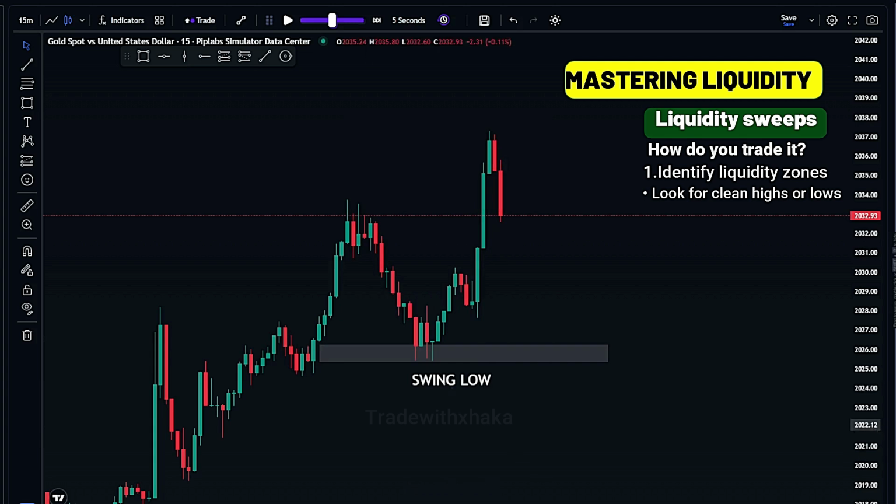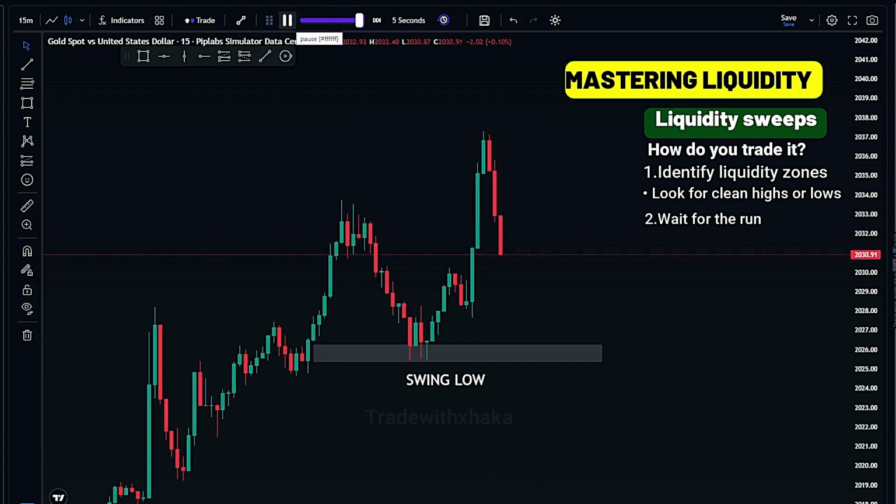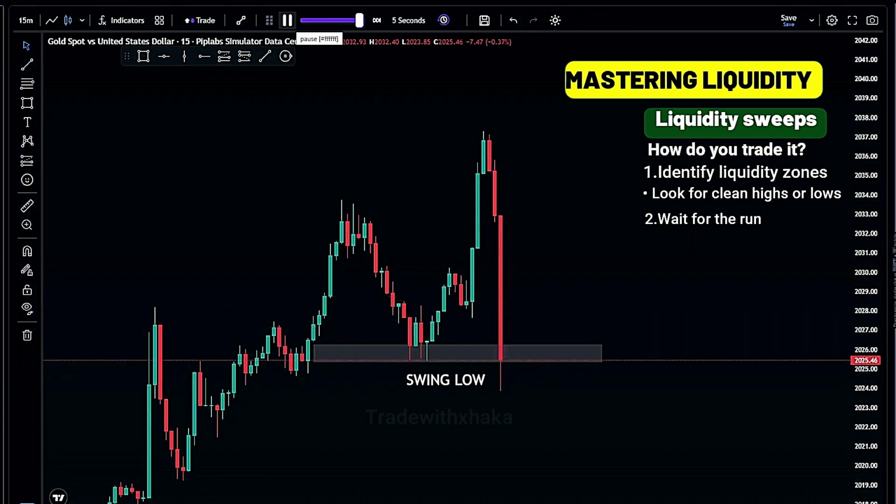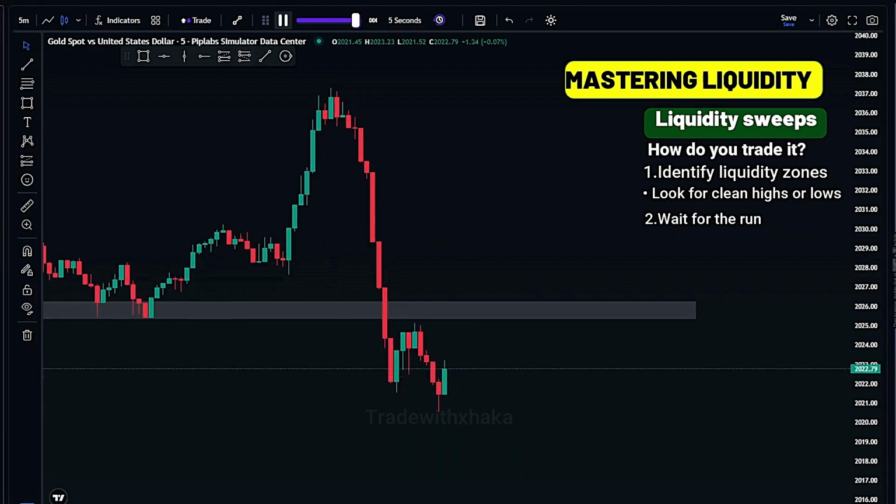If it's not clear, it's not clear. Wait for the liquidity sweep. Price should break the level with momentum. We need pressure. If it is a 15 minute zone, we want at least 5 to 7 minutes of the 15 minute time frame where the liquidity has cleared out. You will see the momentum push.